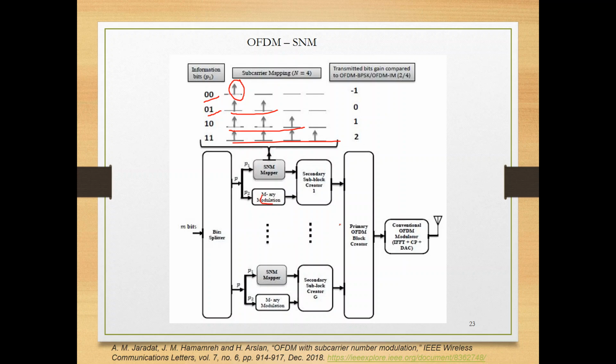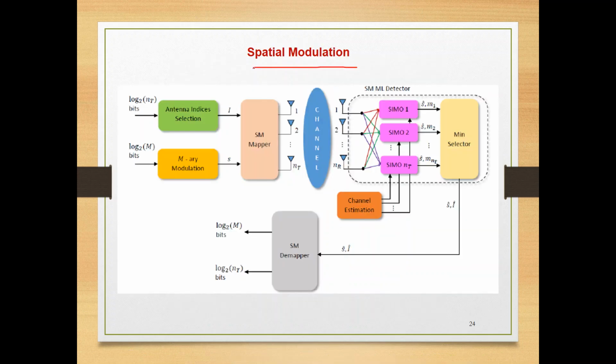And here is the basic block diagram of it, and this is spatial modulation. In spatial modulation, the block diagram is this. If 00 comes, then activate the first antenna. If 10 comes, activate the second antenna instead of this. If 01 comes, activate the third antenna. If 11 comes, activate the fourth antenna. Clear? This is basic, very easy, yes?